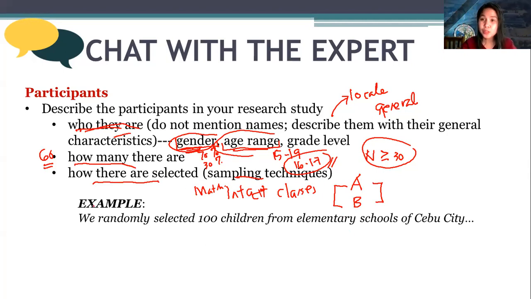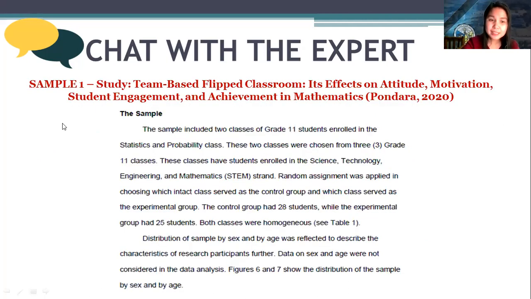Now, for example, how do we state it? We randomly selected 100 children. This is a sampling technique. You could specify through simple random sampling the number, how many are there, and we describe them from the elementary schools of Cebu City. Or let me give you another example in my study. Let's just identify the basic parts, okay? Now, the sample included here, 2 classes of grade 11 students enrolled in the stat and prob class.